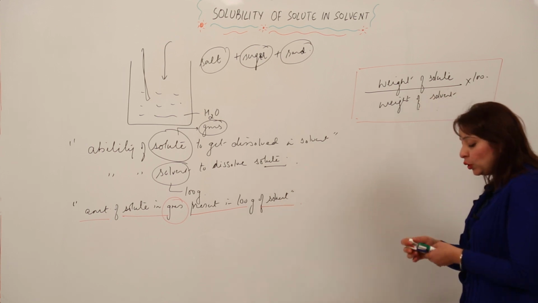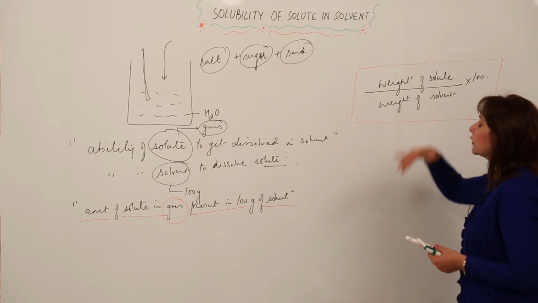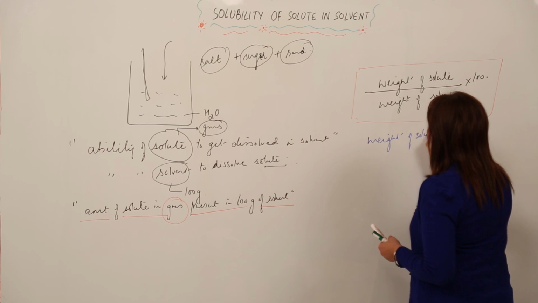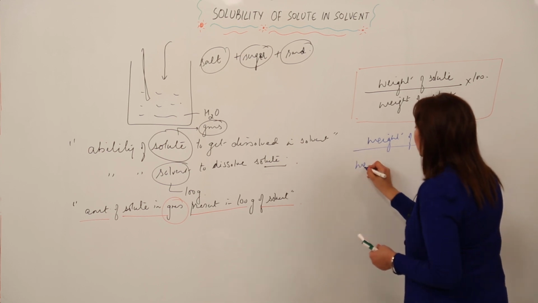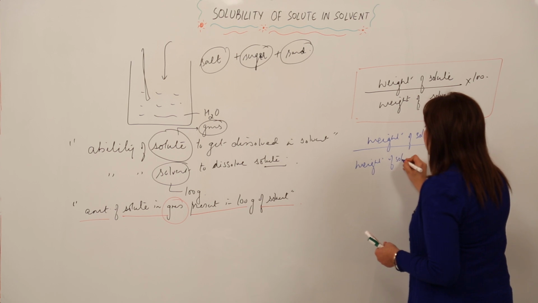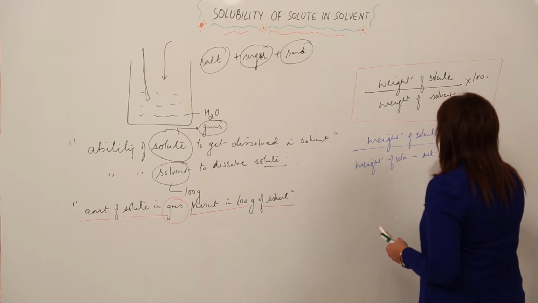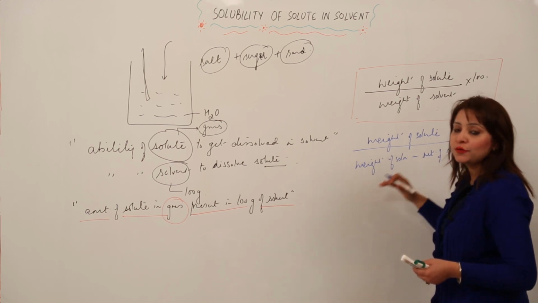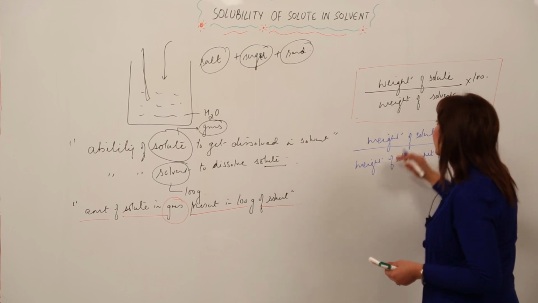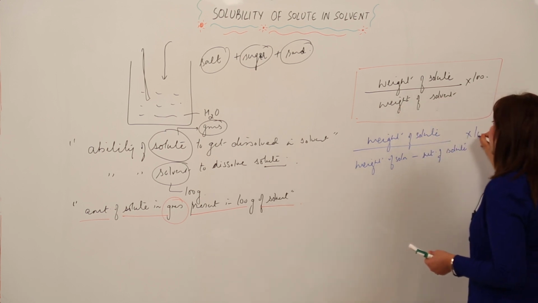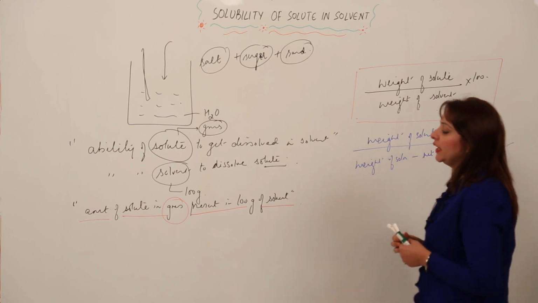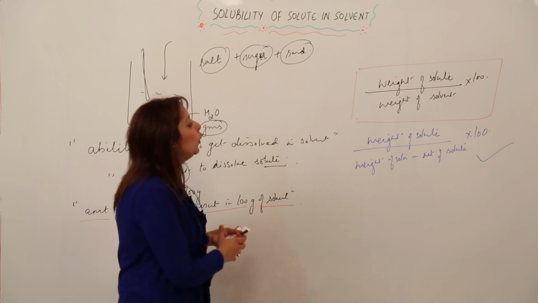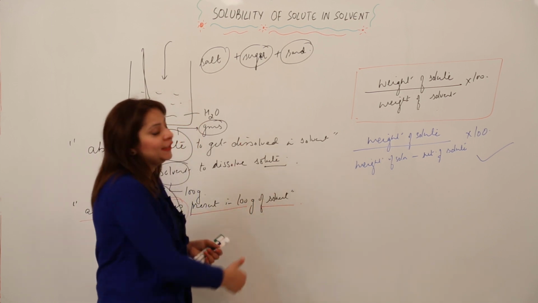And in case you don't have the weight of the solvent, we can convert this relation into the weight of solute divided by the weight of solution minus the weight of solute, into 100. Because the weight of solution minus the weight of solute is obviously going to give the weight of the solvent, and that is what we needed. So by using this relation also, we can find the solubility of a solute in a solvent. This is what we mean by solubility.